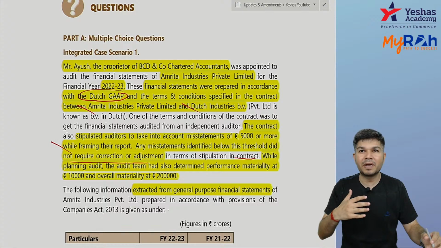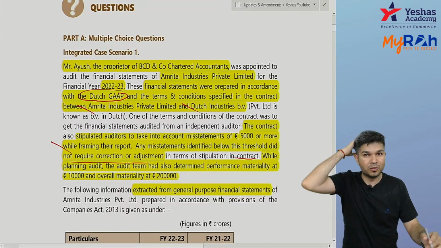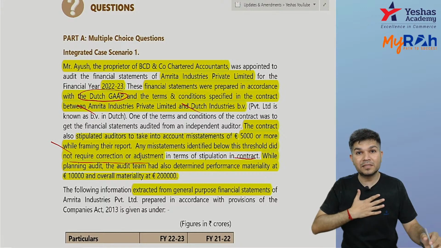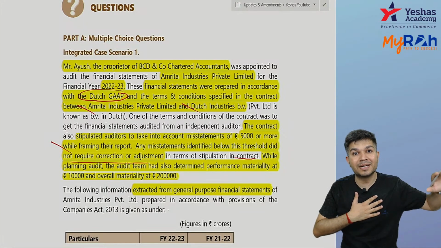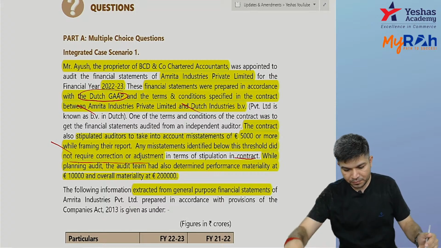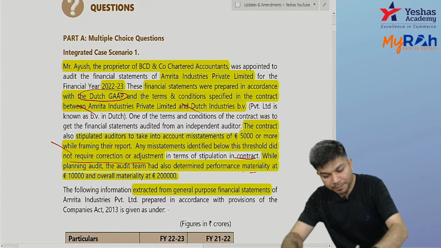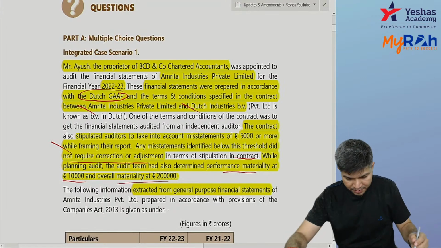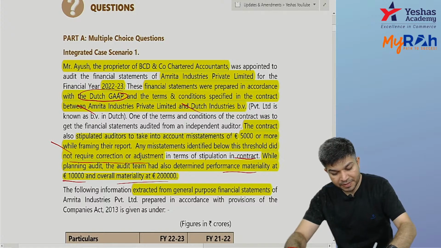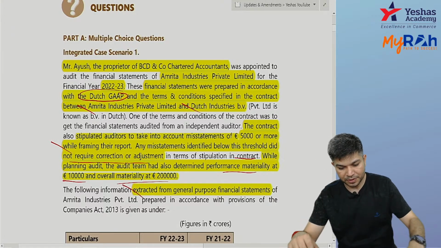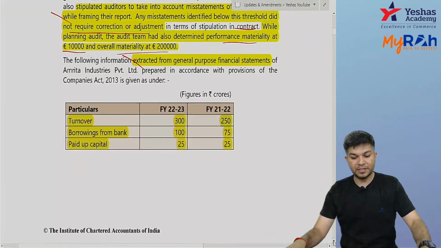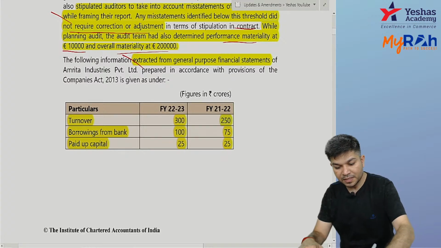So sir, we need to determine the materiality level, performance materiality level, SA 320. You can consider things given in the contract, but that is just for reference. As such, you cannot ignore the things given under SA 320. The audit team has determined the performance materiality at 10,000 and overall materiality at rupees 2 lakh. The general purpose financial statement extract is given to us. What have they given? Turnover. This is the current year, this is last year.